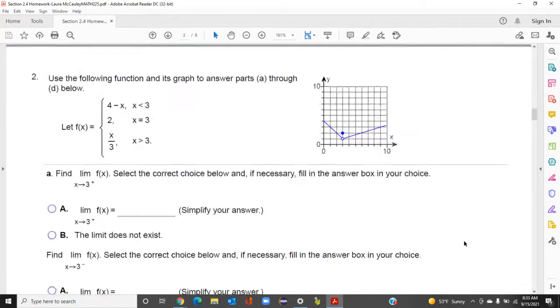Where's the next question? Okay. There's only one question on the test. Oh, that was very strange.